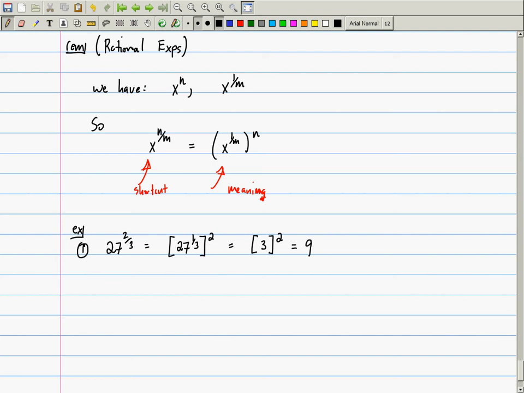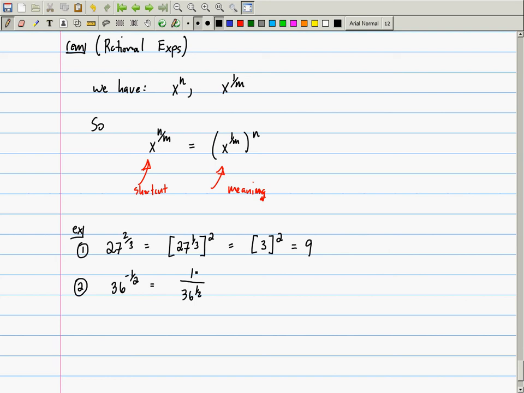Okay. Another lovely example. How about 36 to the negative 1/2? At least according to my taste, as long as you perform correct mathematical operations, I don't care so much how you do it. But according to my taste, I would say first that that's 1 over 36 to the positive 1/2. That's what I would do.